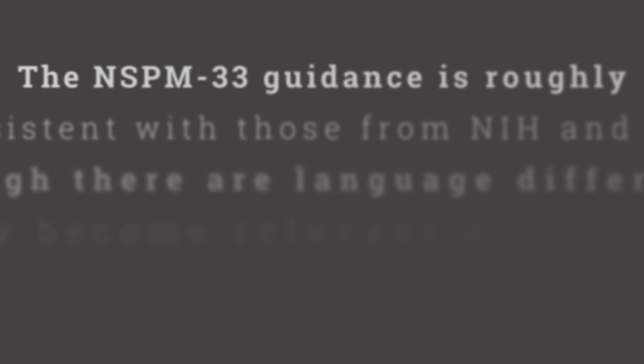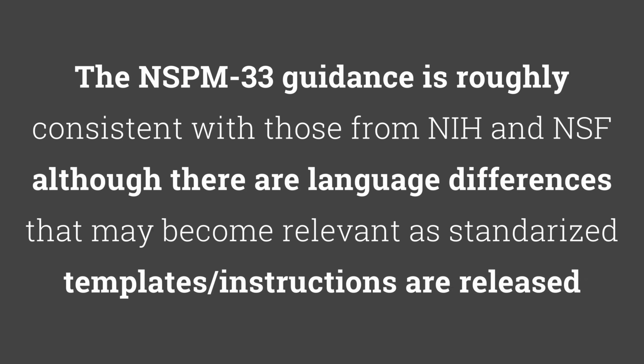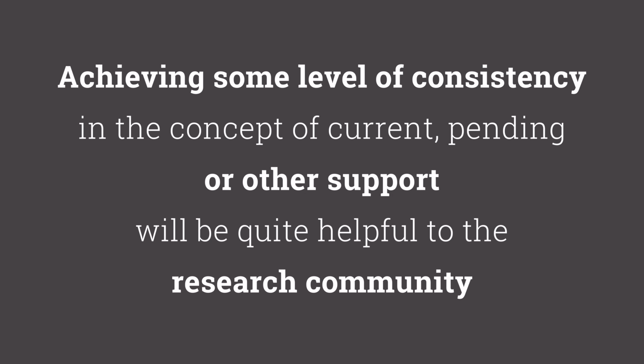The next definition that I'd like to touch on very briefly is current and pending or other support. As a general matter, the NSPM-33 guidance is roughly consistent with those from NIH and NSF, although there are some language differences that may become relevant as standardized templates and instructions are rolled out in coming months. As a general matter, achieving some level of consistency in the concept of current and pending or other support will be quite helpful to the research community because it will allow them, as I mentioned previously, to achieve greater consistency in their own policies, procedures, business processes, and training initiatives.